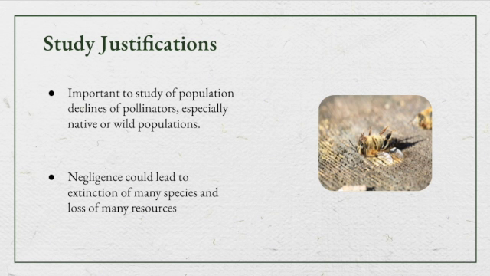Minimal importance has been given to researching pollinator populations, especially wild species, and the impacts anthropogenic land modifications have on them at a local scale. This may contribute to massive extinction of present native plants and pollinator species that greatly assist the production of many important resources, which is why this research is so important.